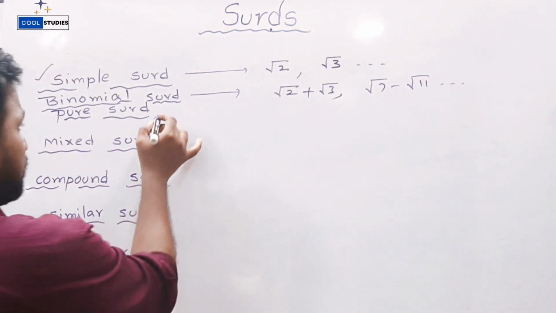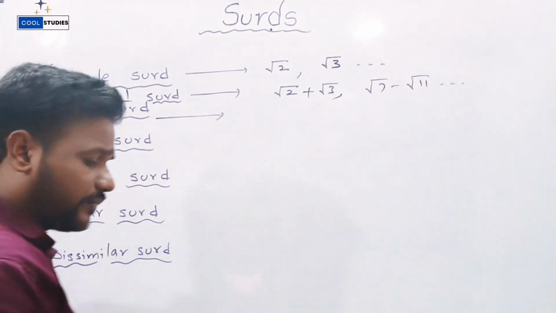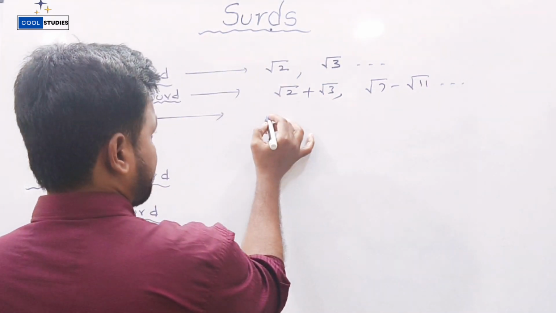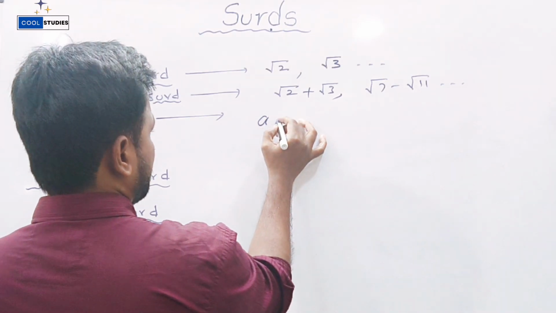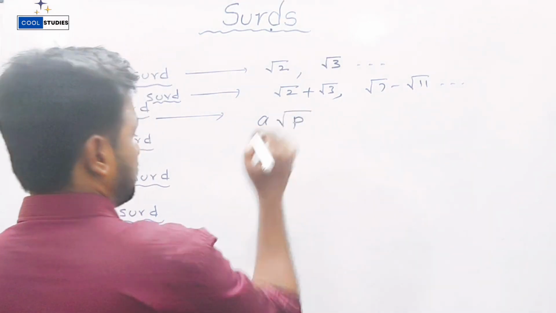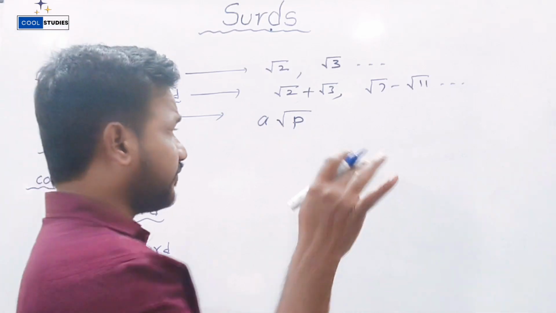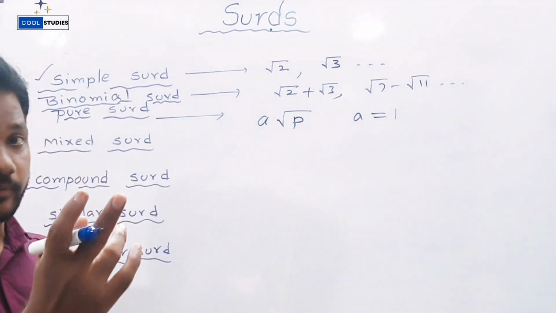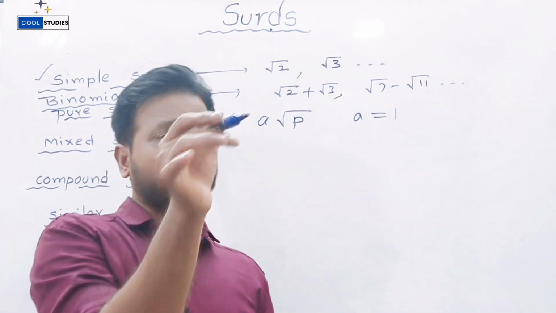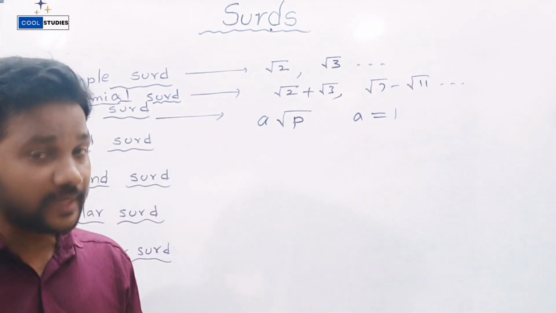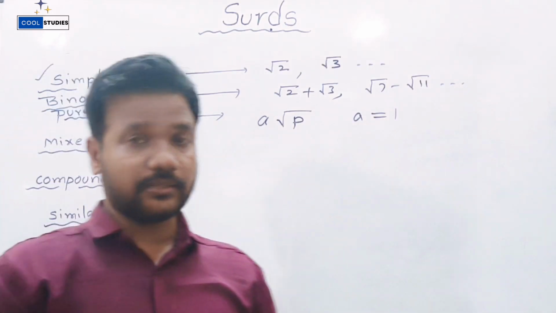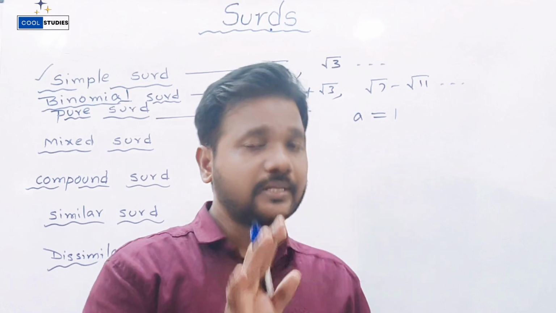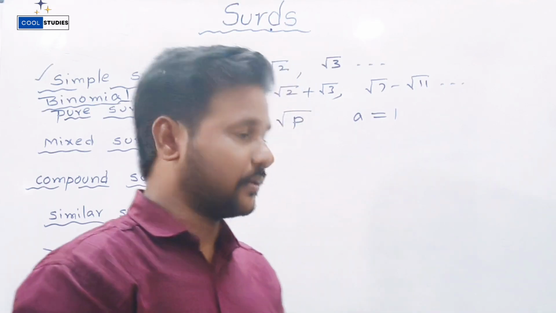The next one, pure surd. What is the meaning of pure surd? Let's suppose I am writing a root p. If the value of a is 1, that means the coefficient of a simple surd should be 1.